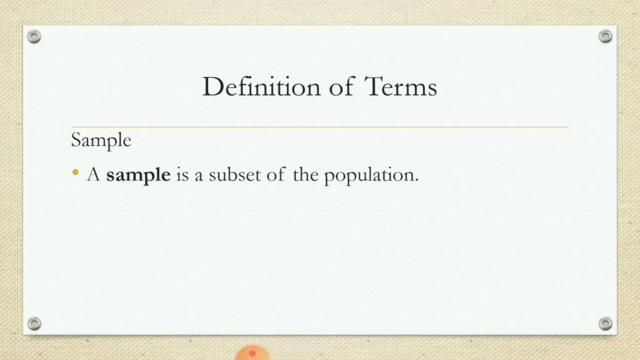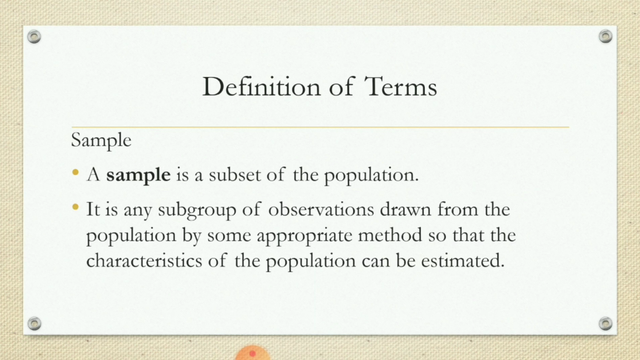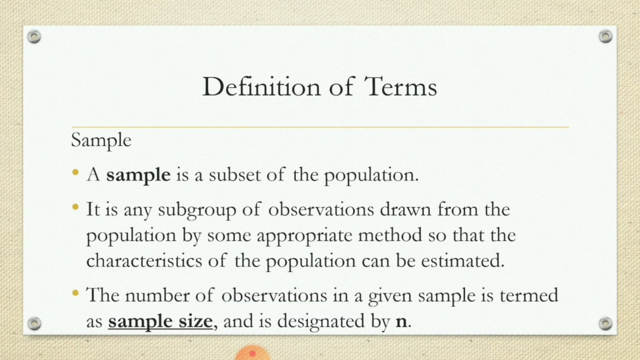Next is the sample. A sample is a subset of the population, meaning to say, the sample came from the population. It is any subgroup of observations drawn from the population by some appropriate method so that the characteristics of the population can be estimated. The number of observations in a given sample is termed the sample size and is designated by the lowercase n.